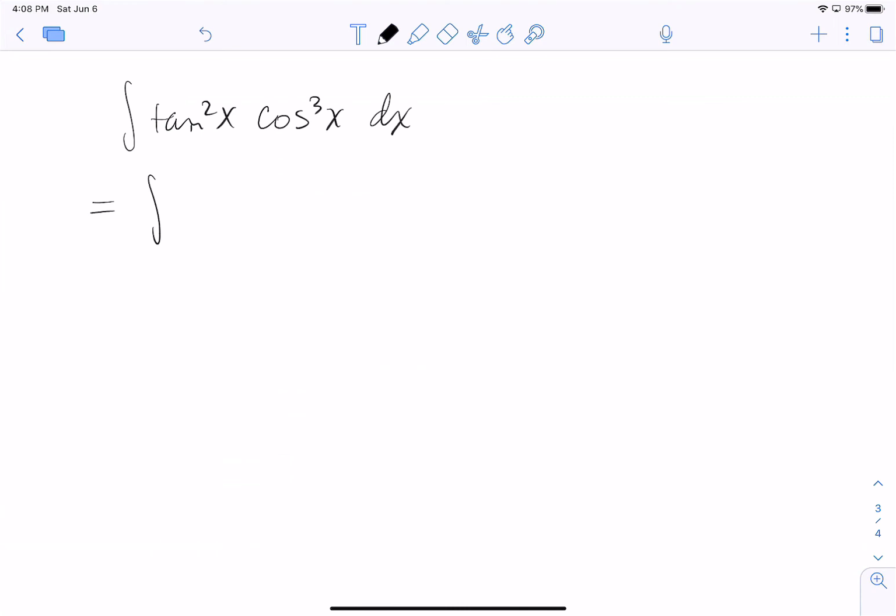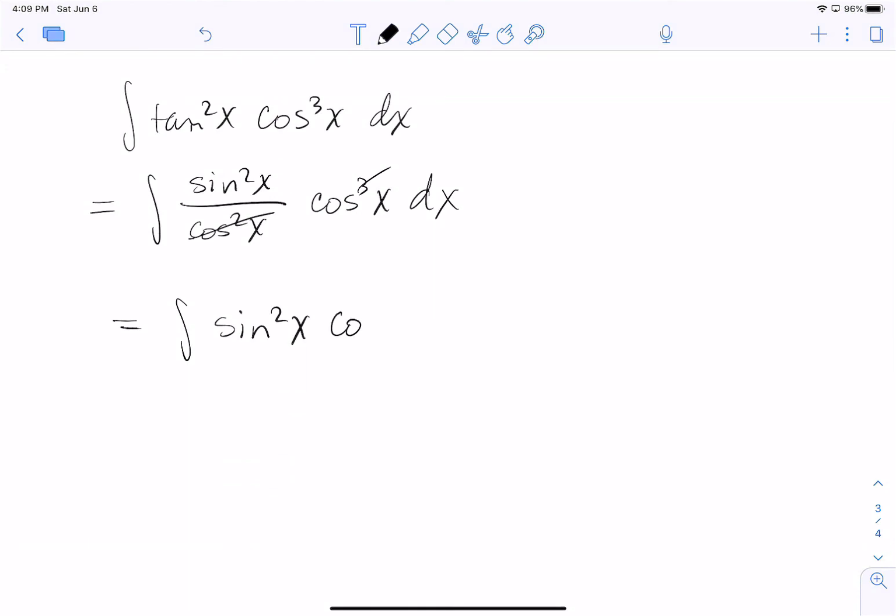You would have seen that when you were proving trigonometric identities in some previous course. With that, I'm going to express the integral as the tangent squared of x is going to be the sine squared of x divided by the cosine squared of x. And then cosine cubed of x, I'm just going to keep writing, and then dx. And we see that two factors of the cosine function will divide out. We end up with the integral of the sine squared of x times the cosine of x dx.